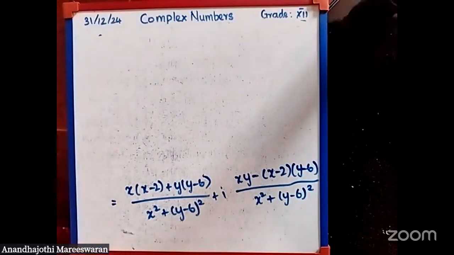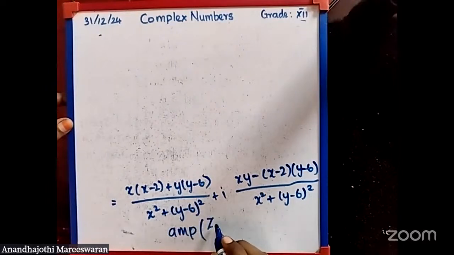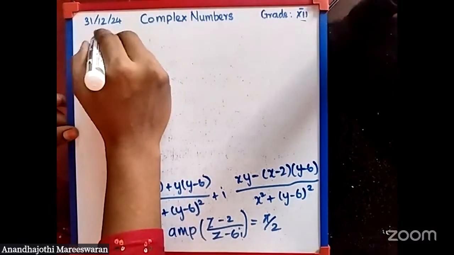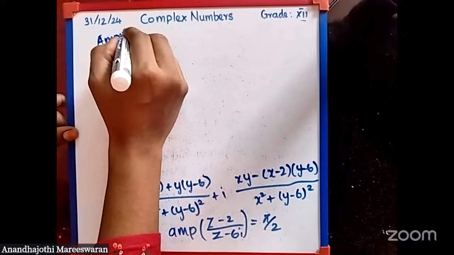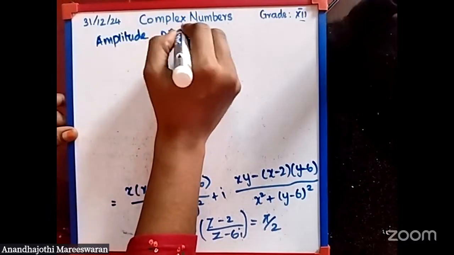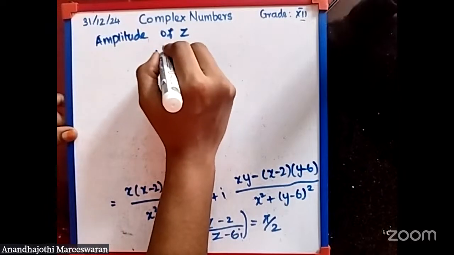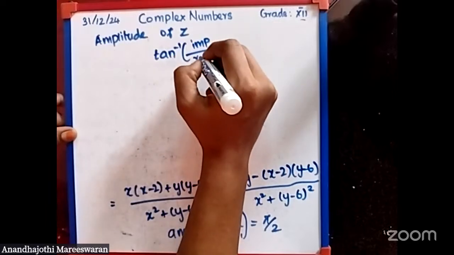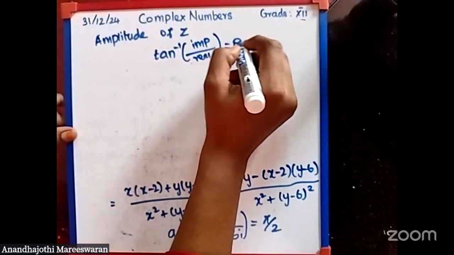Okay, fine. So, what is given in the question? The amplitude of (z minus 2) divided by (z minus 6i) equals pi by 2. So, what is the formula for amplitude? The amplitude of z, where z is a complex number, will be tan inverse of the imaginary part divided by the real part, which equals theta.